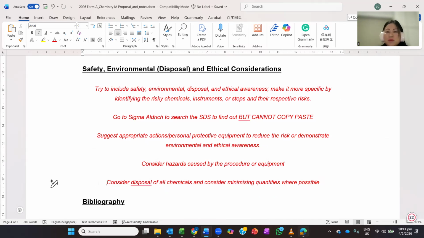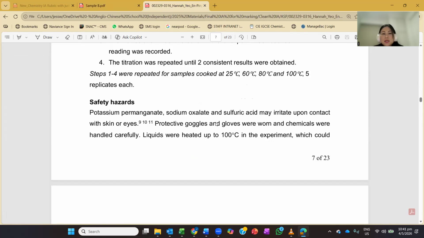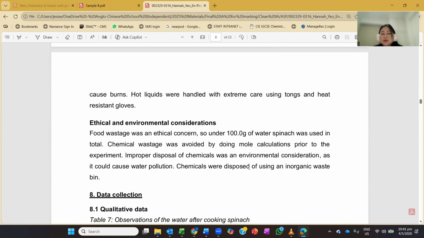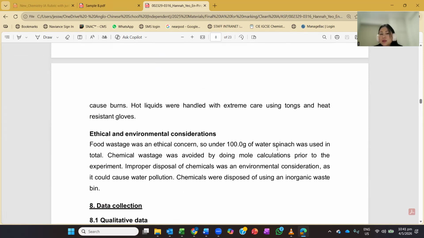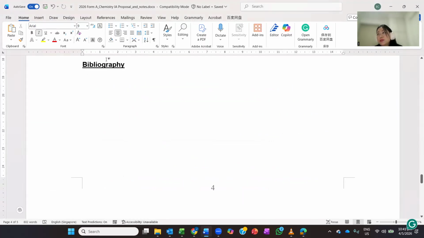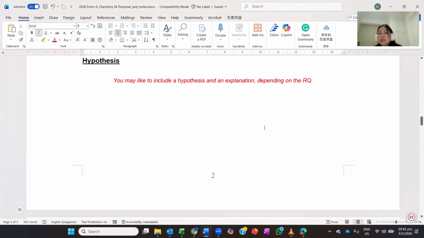So if you go back to the report, what do I mean by a short segment? Something like this, one small paragraph here. Okay, or you can look at this, just a small paragraph on safety: protective goggles, burns, ethical considerations, food waste, what do you do? So you dilute it, blah, blah, blah. Okay, so your proposal will stop after you finish the safety and the bibliography or your reference. So anything that was used in the creation of your proposal should be cited and included in the bibliography.